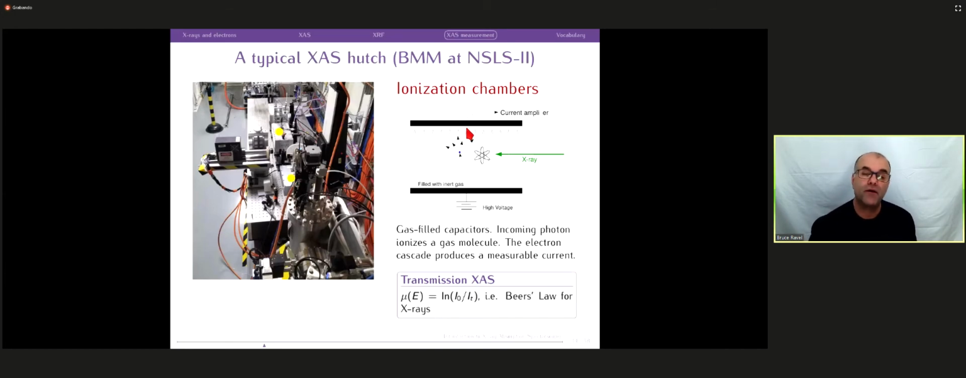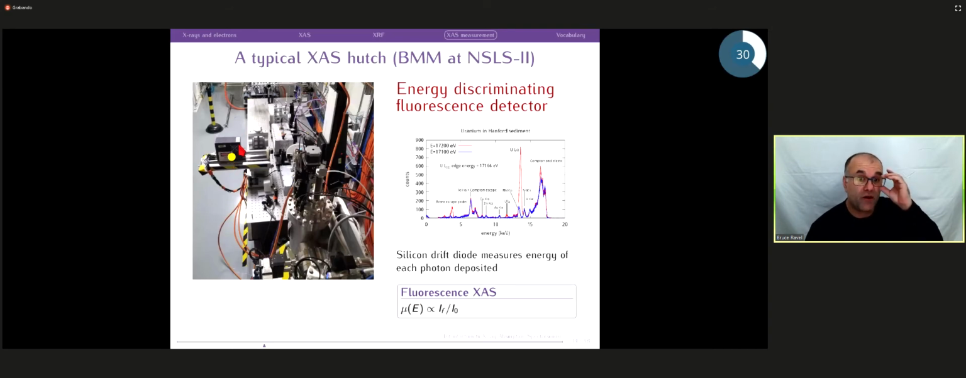You can amplify that and turn that into a measurement of the incident intensity so that as you change the energy, you can always measure what the flux of X-rays going into the experiment is. And we have a series of these ion chambers that are used for different purposes. For the simplest X-ray experiment, we simply put a sample in between the first two ion chambers and measure how much gets absorbed by the sample, or how much less the signal is in this ion chamber than in this one. We measure that absorption as a function of energy basically in the same way that you do Lambert-Beer experiments. So the transmission XAS experiment is just Beer's law for X-rays.